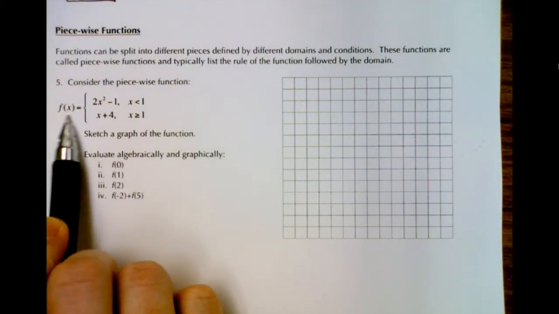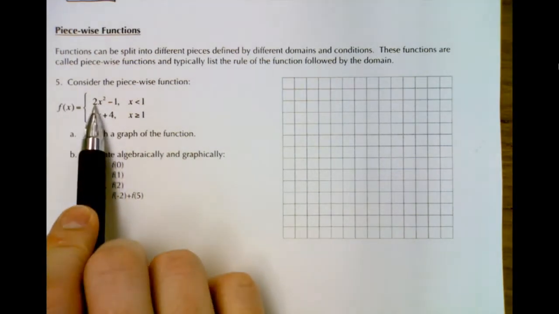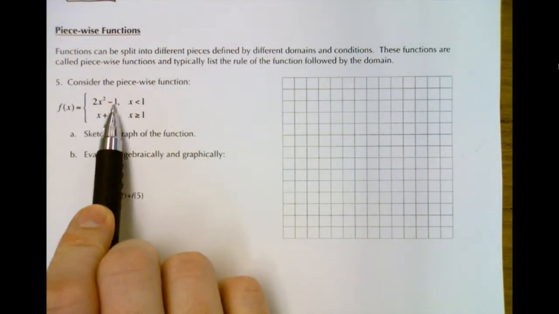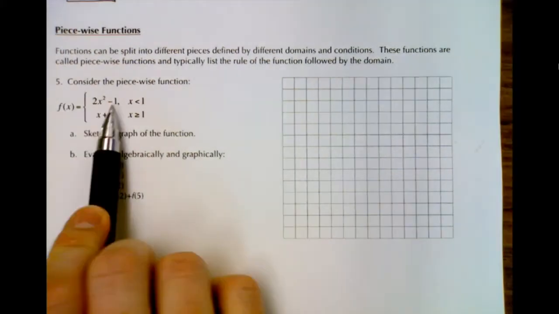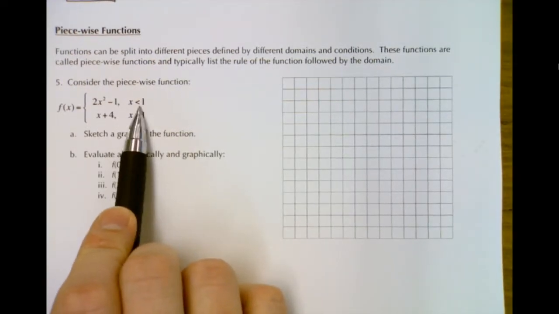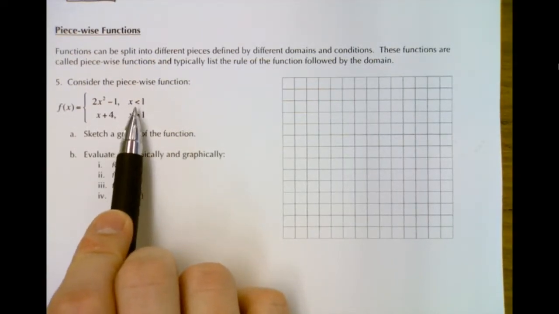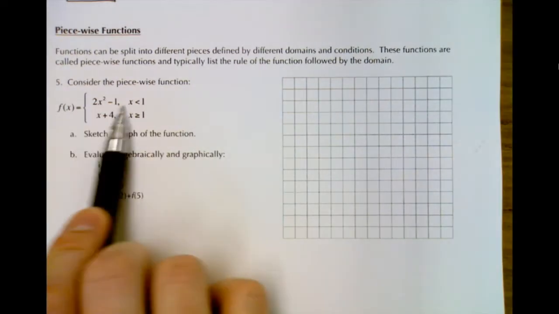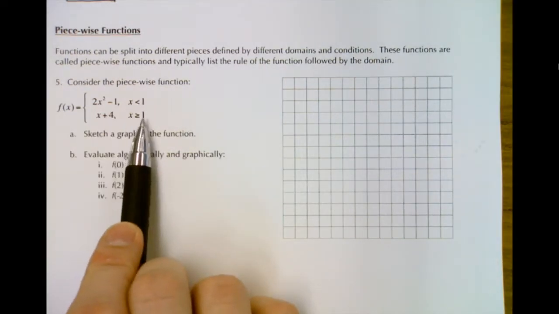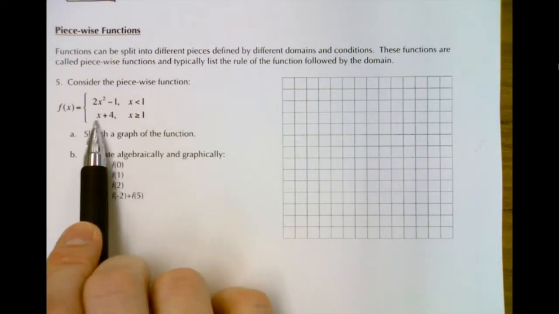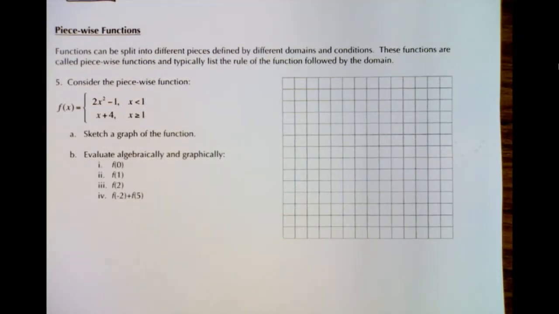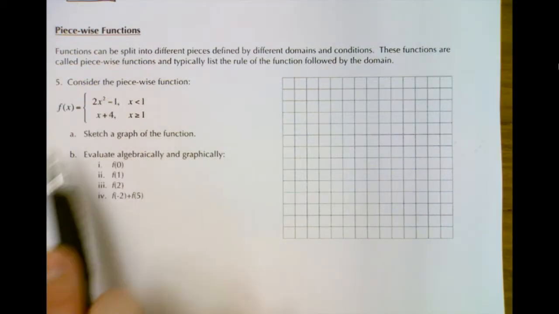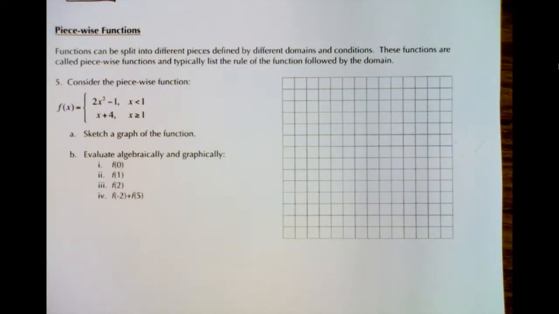This is our function f of x. And this function f of x has two parts. One part's a quadratic, 2x squared minus 1. And that part exists when x is less than 1. So on the graph, if x is less than 1, it's going to look like a quadratic. And if x is bigger than or equal to 1, it's going to look like a line, x plus 4. To graph this, we graph both of these and then erase the part that we don't need. And I'm going to show you what that looks like.